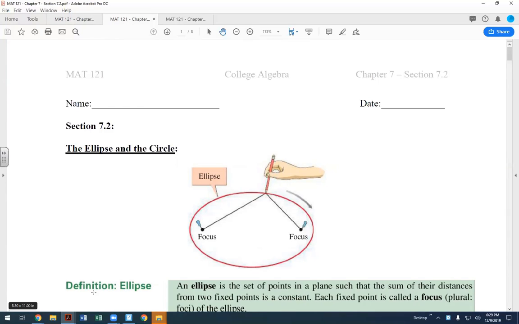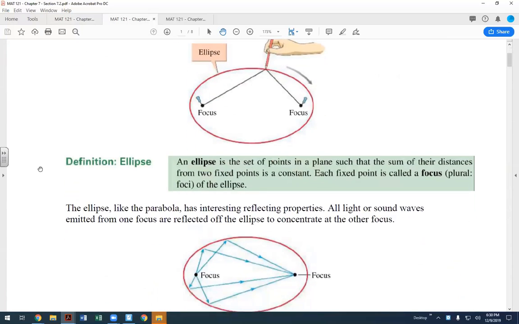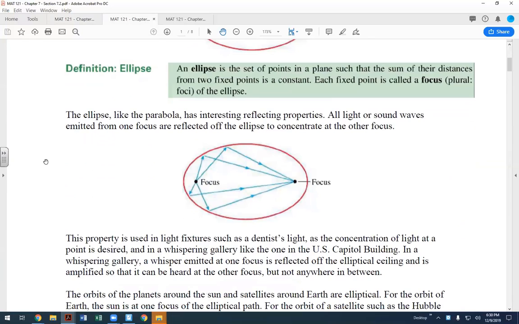Now the idea is the 2 places where we tacked these nails or tack pins end up becoming the foci, or the focus, for the ellipse. Now an ellipse will have its own reflective property. It's going to be a little bit different than the parabola, because obviously a parabola is open-ended.